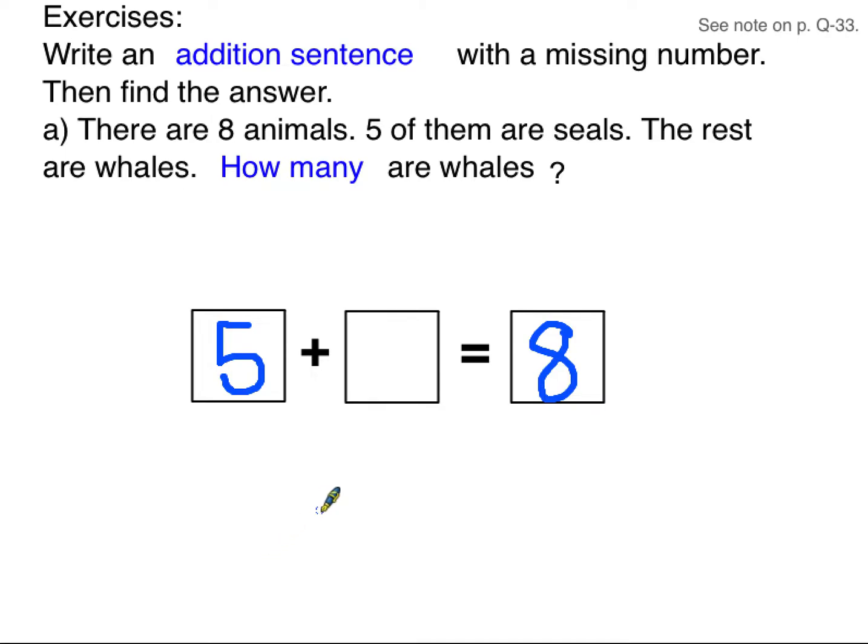We don't know how many whales, but we have to grab the 5, count till we get to 8. 5, 6, 7, 8. Now I know we have 3 whales. And I didn't even change the animal. How about that?